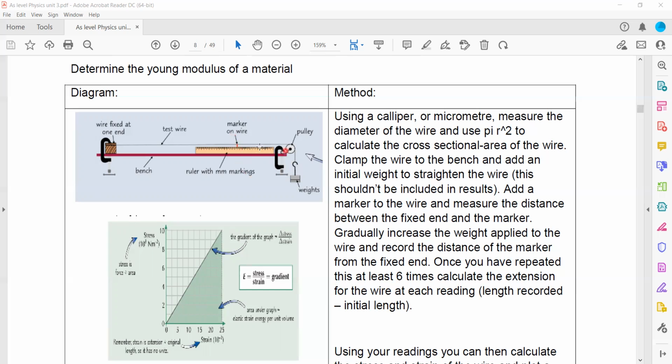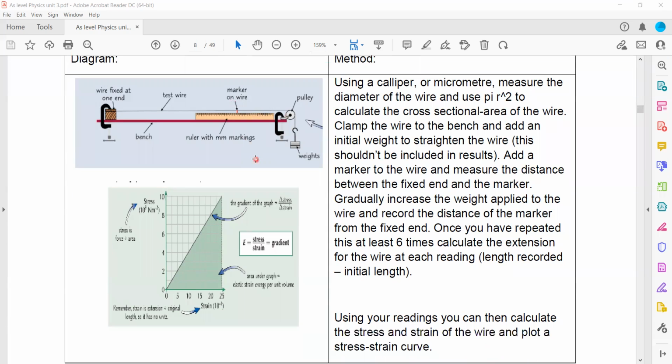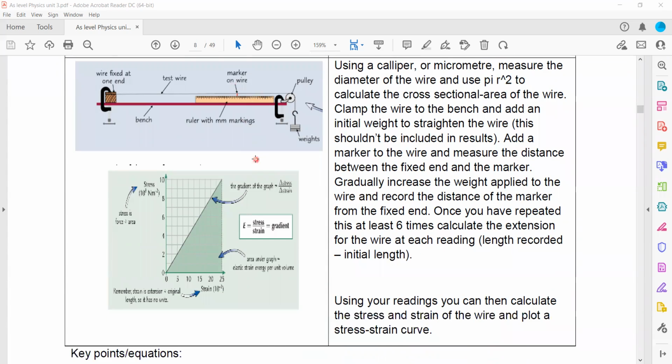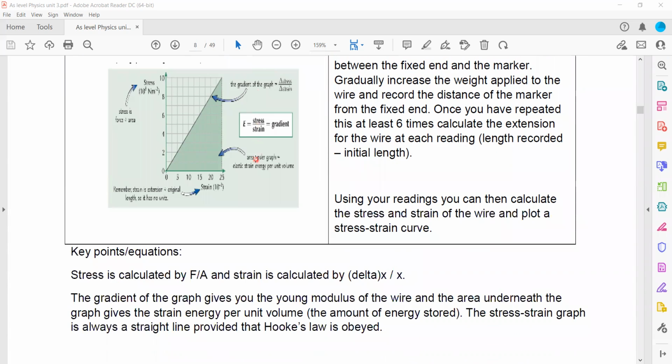As we add a load, the wire will stretch because the length of the wire changes, so the position of the marker on the wire will also change. From how much the position changes, we can work out the change in length, and using strain and change in length we can work out Young's modulus.